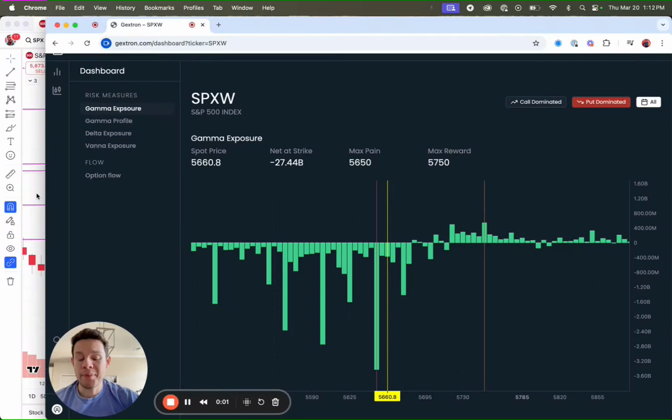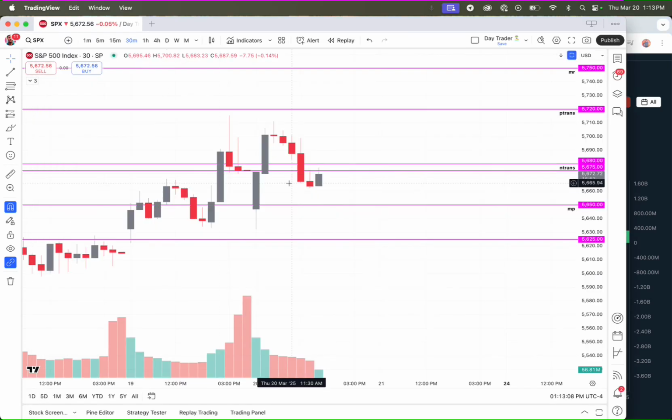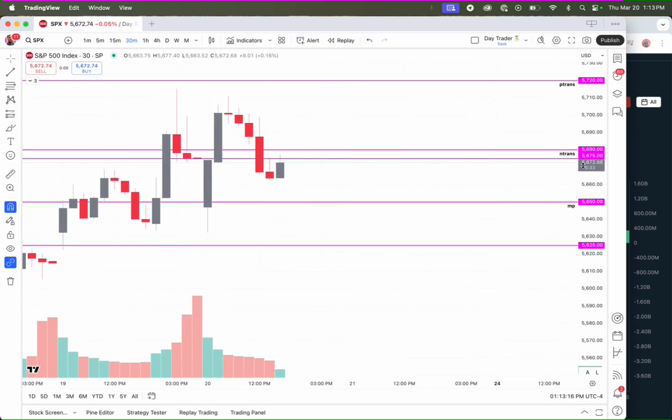Getting stuck in chop zone. Okay, how do you know when something is chop versus not? If we go back to where we just marked our key levels, you're seeing that as of right now, price action is having a hard time getting above this 56.75 level that we marked on our previous video.